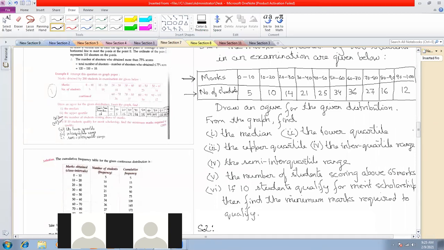In any median problem, if your class limits are given, that is, non-overlapping intervals are given, you will convert them to overlapping intervals, you will convert them to class boundaries. But in this case the class boundaries are already given, so we don't need to convert. You already know how to convert class limits to class boundaries just by subtracting 0.5 from the lower class limit and adding 0.5 to the upper class limit. We have all done this in class 9.